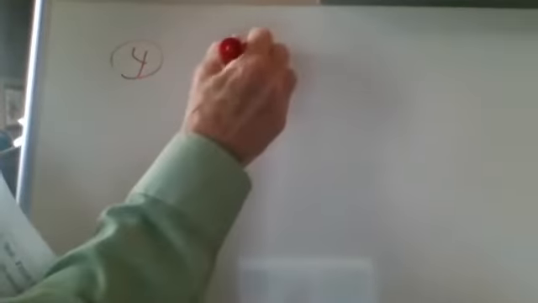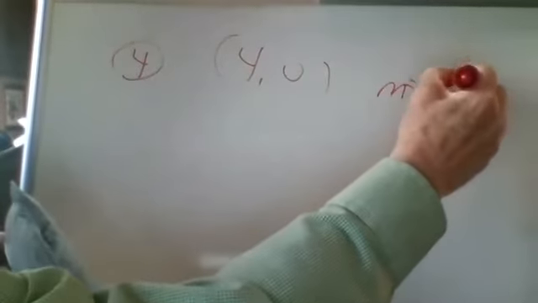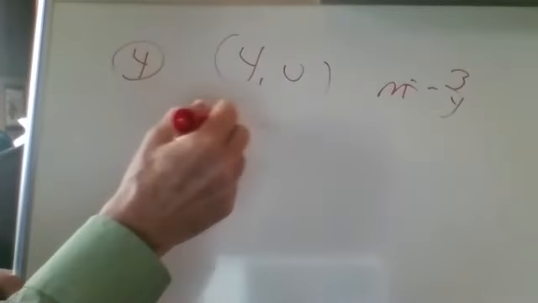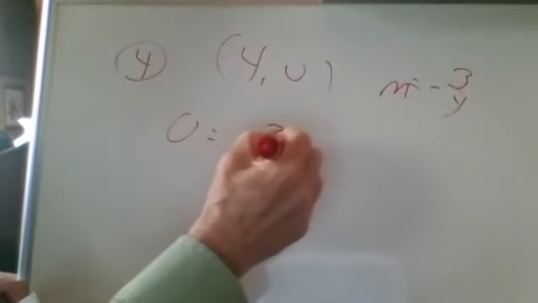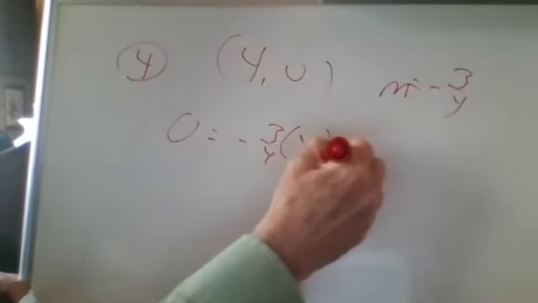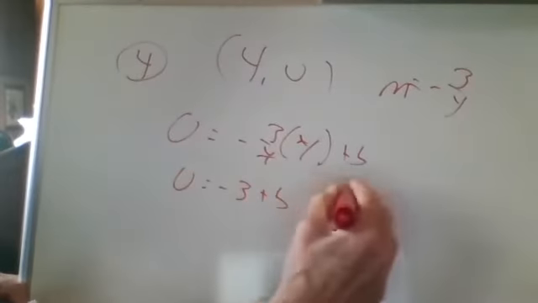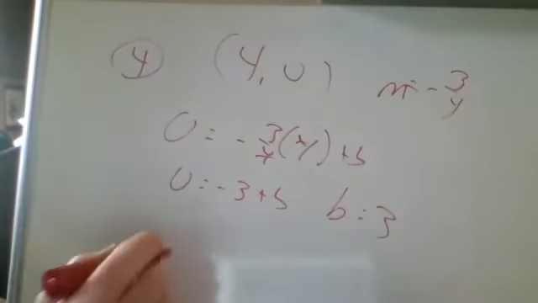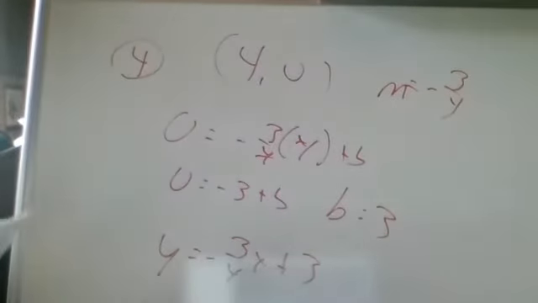All right, number 4. Which of the following is the equation in slope-intercept form of a line that passes through the point (4, 0) and has a slope of -3/4? Okay, so y equals mx plus b, so y is 0 equals -3/4 times x, which is 4, plus b. The 4's divide out, so 0 equals -3 plus b. So add 3 to both sides, so b equals 3. So my equation is y equals -3/4 x plus 3. Okay.